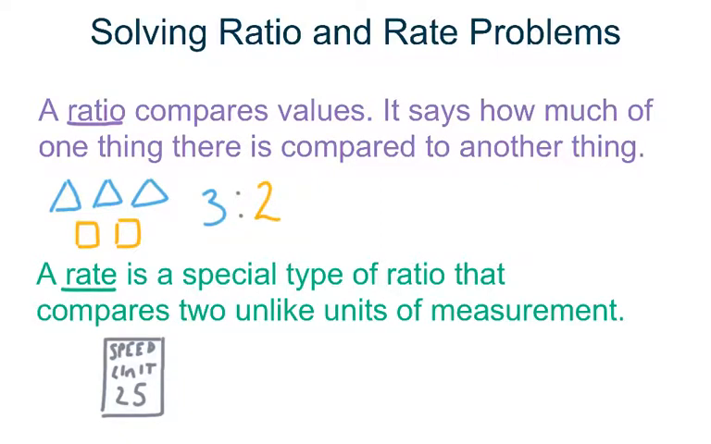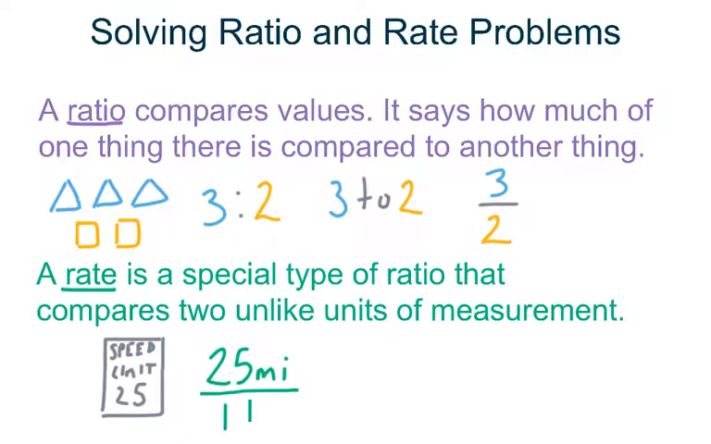But I can also write 3 to 2 in words, or like a fraction, 3 over 2, because it basically is a fraction. That's what a ratio is. A rate is a special type of ratio that compares 2 unlike units of measurement. So in my little speed limit sign here, my 2 unlike units of measurement are miles and hours. So my rate is 25 miles per 1 hour, because that's what per means: for every one. So 25 miles per hour.